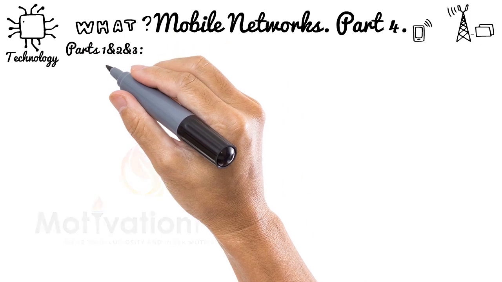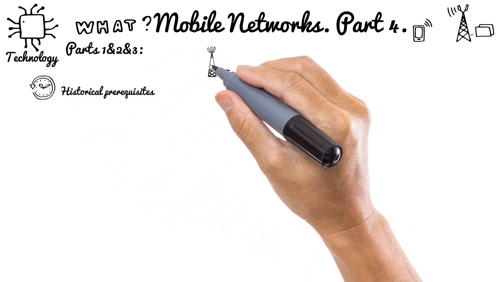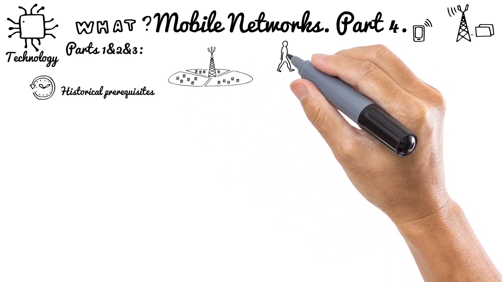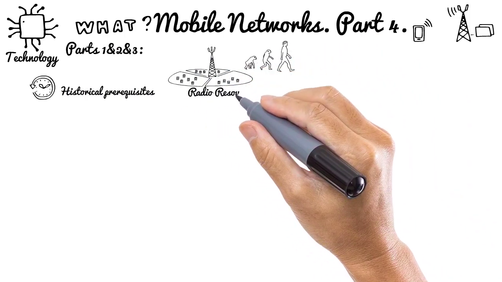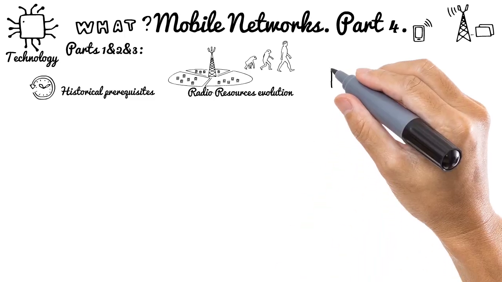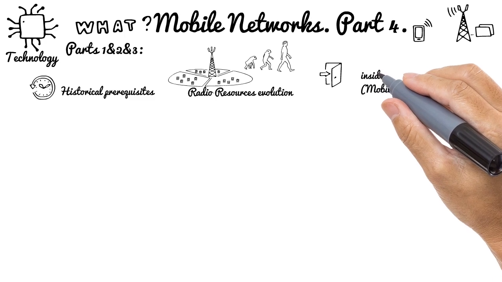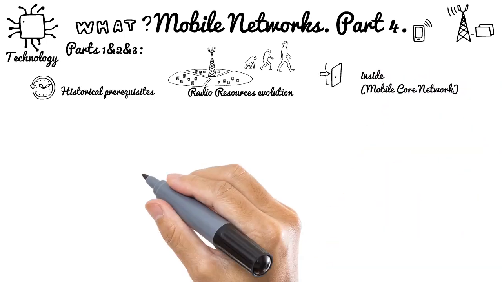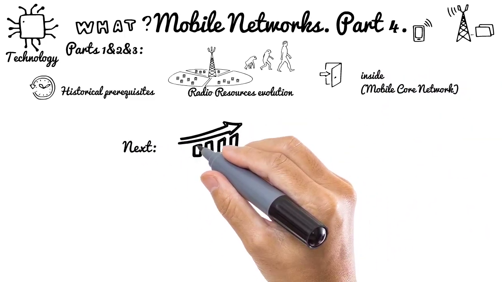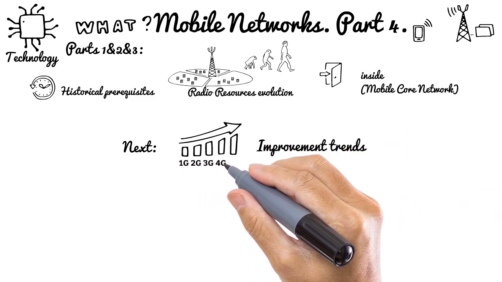In the previous three parts we discussed historical aspects, which were prerequisites for mobile networks appearance, as well as evolution of radio resources over time in mobile networks, where radio is our bottleneck, which affects overall throughput of sending data. And in the very previous part we dived a little bit into the content of the mobile network to see what is inside. And the very last topic for this video will be about some evolutionary improvement trends which happened inside mobile networks on the way to 5G.